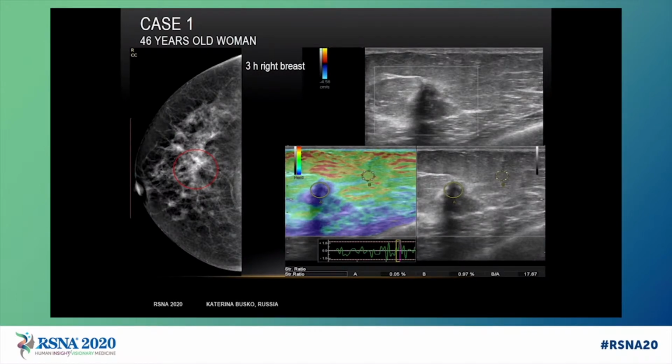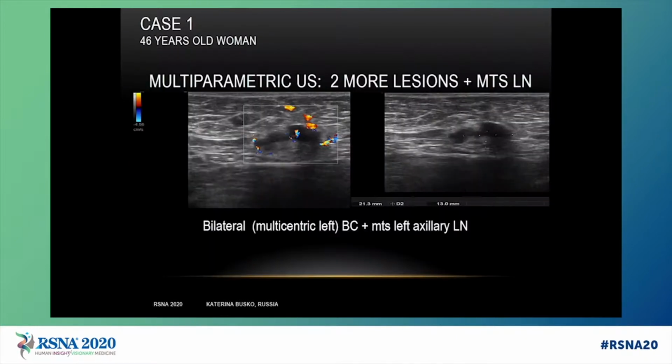After using ultrasound, we detected one more lesion at the 3 o'clock position in the right breast, which also did not appear on the mammogram. Thus, we found the metastatic axillary lymph nodes. Ultrasound diagnosis is a bilateral breast cancer, multicentric in the left breast, with the metastatic lymph nodes.